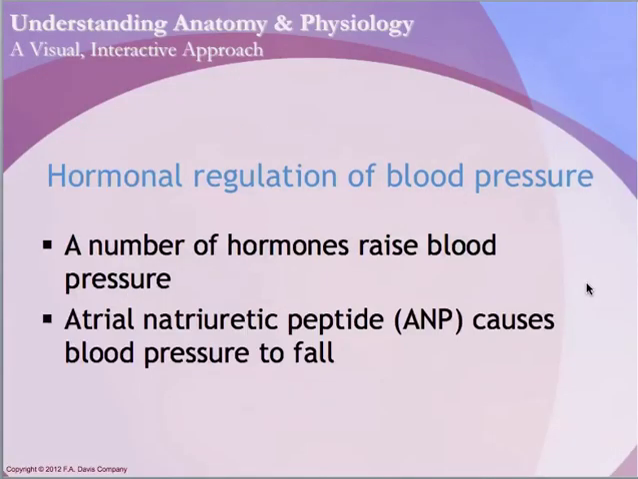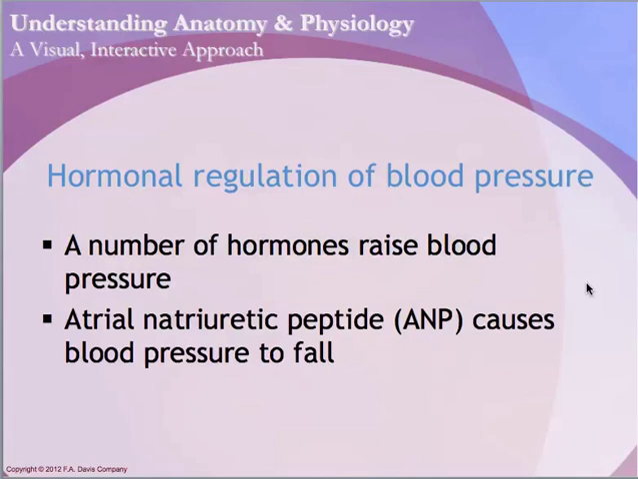The other side of this is hormonal regulation of blood pressure. There's a number of different hormones that raise blood pressure. Some we've already talked about, some we're going to talk more about when we get to the urinary system. But here I just want you to know about them in general, okay? So we have the renin-angiotensin 1 and angiotensin 2 system, which causes vasoconstriction and water retention, which increases blood pressure. These are all spelled out in your book for you as well.